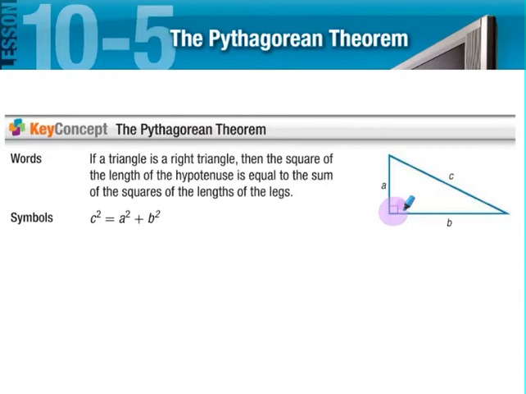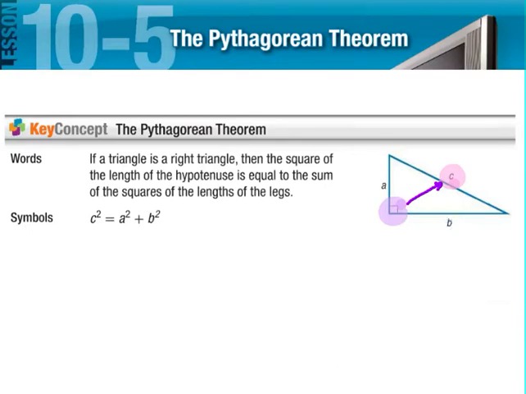Okay? Now, how we determine the hypotenuse. C is always the side opposite that 90-degree angle. A little tidbit, C is also always your longest side. So if you've got three sides, the longest side is always your hypotenuse. The two legs are always the sides that touch the right angle.